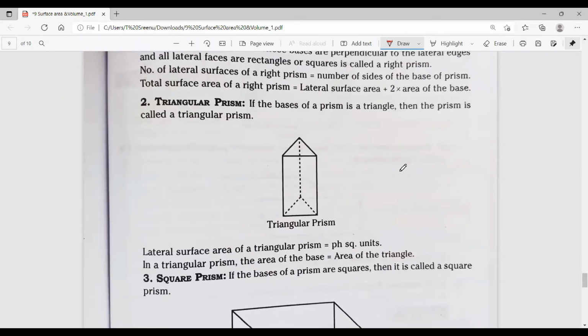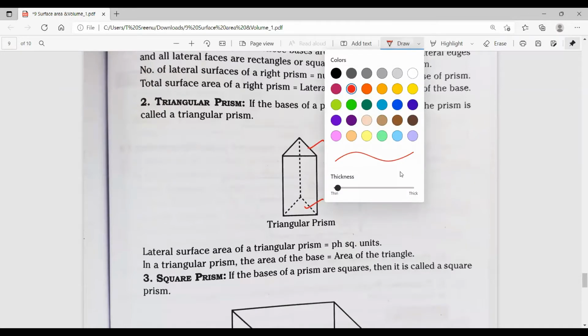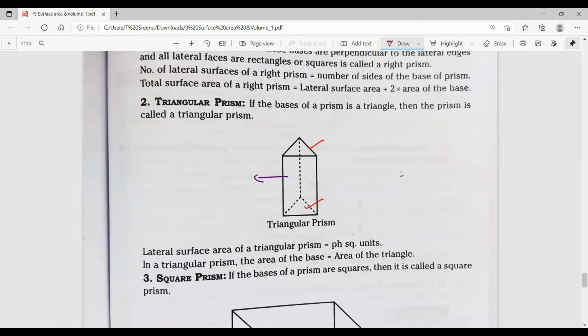So here you can see a triangular prism. A triangular prism means the two bases are triangles, and the remaining faces are rectangles. This is a rectangle, this is a rectangle, and this is a rectangle. There are three rectangles here. These are lateral faces, and these are the bases, which are triangles.